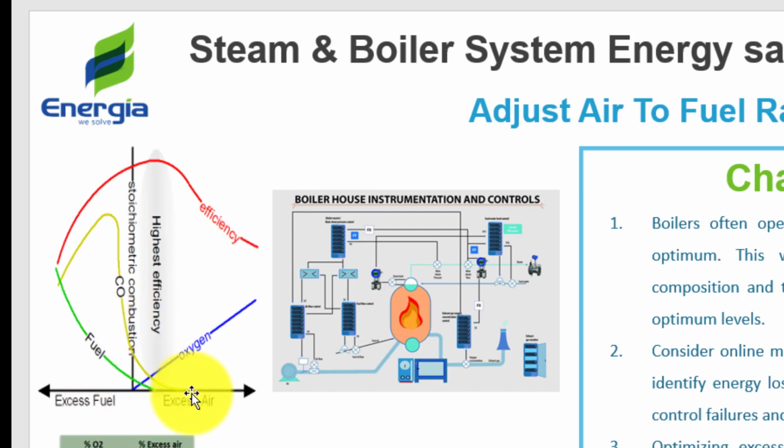On the left hand side, if we decrease the excess air, we start to see incomplete combustion happening. So we can see some sort of CO appearing, and then we can see some unburned fuel appearing in the outlet. Also, this will be associated with a dramatic decline of the efficiency on the left hand side here.